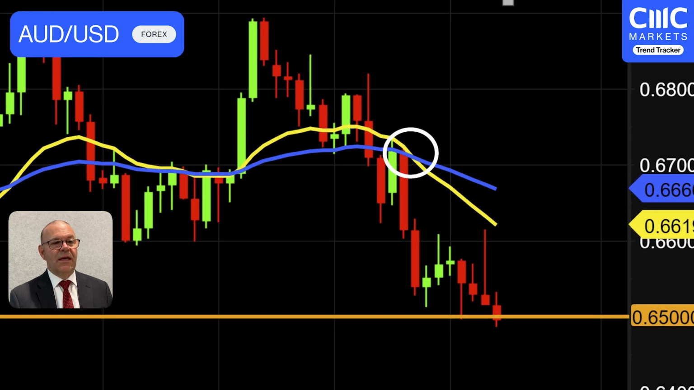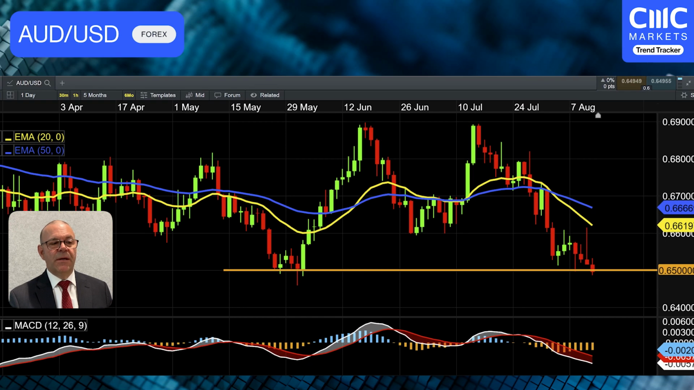You can see here the EMAs have crossed over and the yellow line is below the dark blue, which means the 20 EMA is below the 50 EMA, which suggests the downtrend continues to pick up momentum. MACD is saying a similar thing as well too.